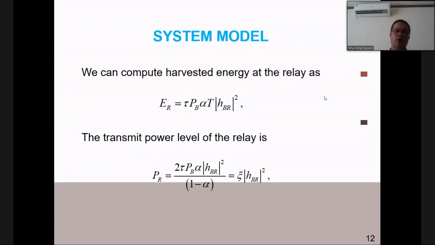From the system model, we can see the beacon will transfer energy to the relay. We can compute the harvested energy at the relay with the equation for E, and the transmit power level of the relay with the equation for P_R.